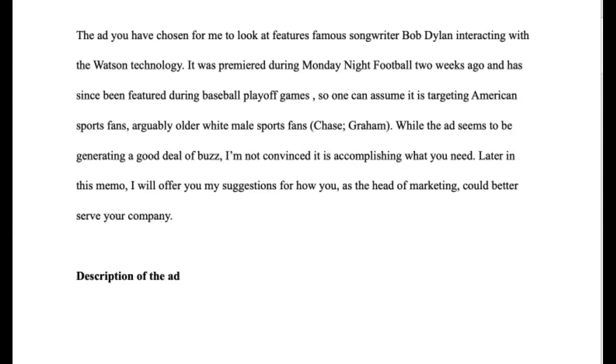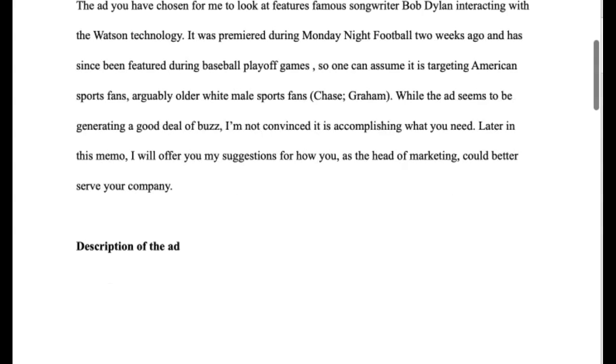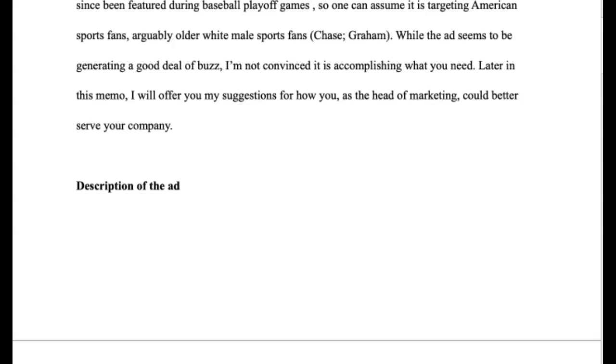The ad features famous songwriter Bob Dylan interacting with the Watson technology, but it's featured during Monday Night Football and since then with baseball playoff games, so it seems to be targeting American sports fans, arguably older white male sports fans, given that Bob Dylan is included. While the ad seems to be generating a good deal of buzz, I'm not convinced it's accomplishing what you need. So the thesis says this ad does not work. Later in the memo, I will offer you my suggestions for how you, as the head of marketing, could better serve your company. So the description, one thing that's different in this, a lot of it's similar.